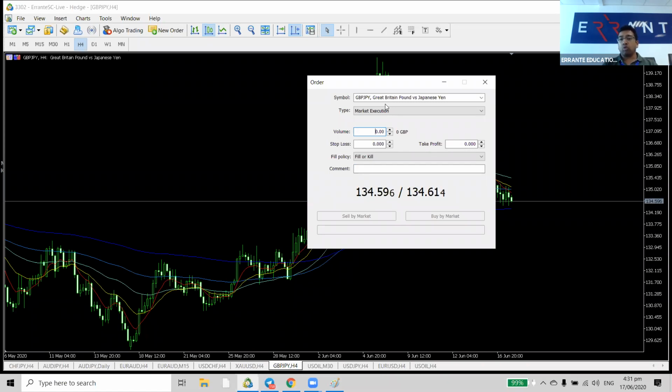Yeah. So if you are typing in at the volume section 0.10, that's your $1 per pip. If it is 0.5, that's half a lot. That is $5 per pip. It's a bit too big for now.